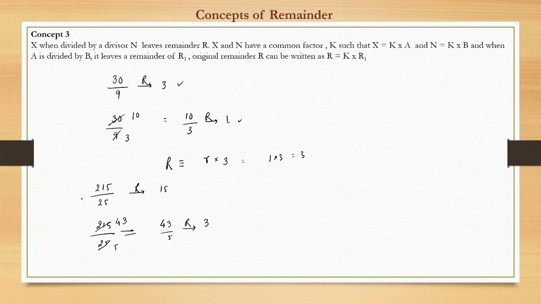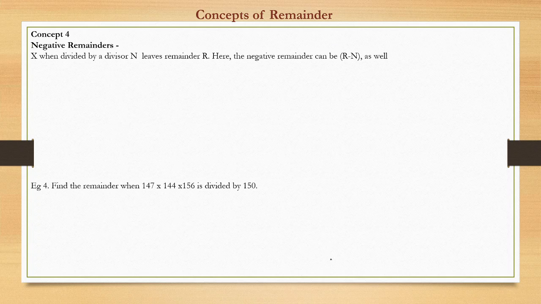But the original question was this, right? Find the remainder when 215 is divided by 25. So to get to the original remainder, we find this small r, which is 3, into the common factor, which is 5 here. So r into 5, that is 3 into 5, which is 15. This way we can get back to the original remainder. So this is also a very useful principle. It simplifies things.